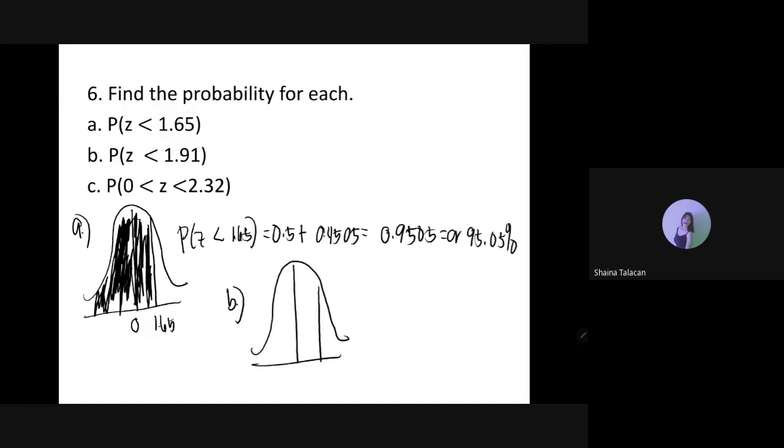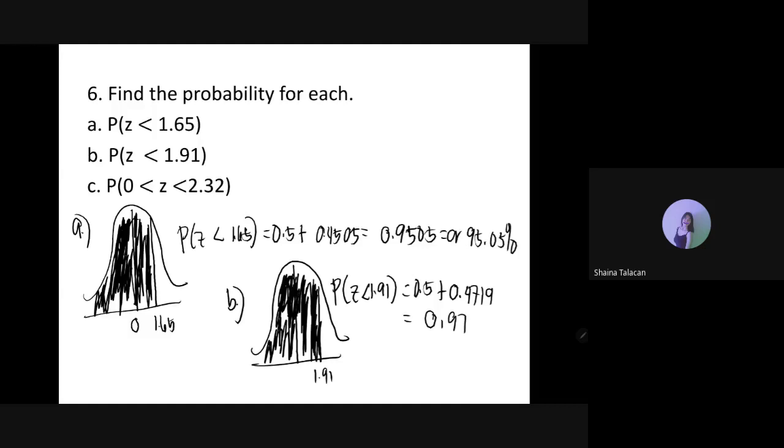1.91 is somewhere here. You just estimate and then you draw it. I mean, you shade the graph. It's more than 50% here, here, here, here. And 1.91, I think, is 0.4719. So it's plus again, so 0.5 plus 0.4719. So that will be 0.9719 or 97.19%.